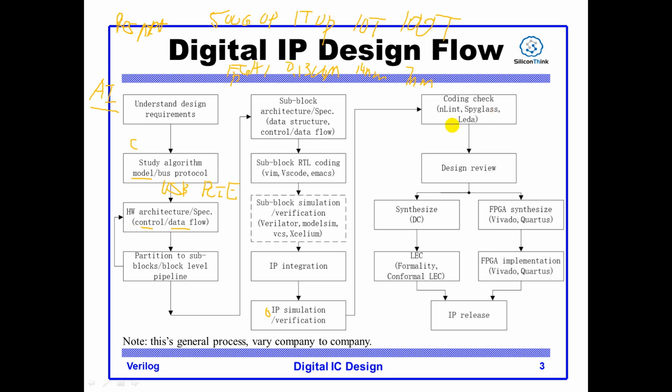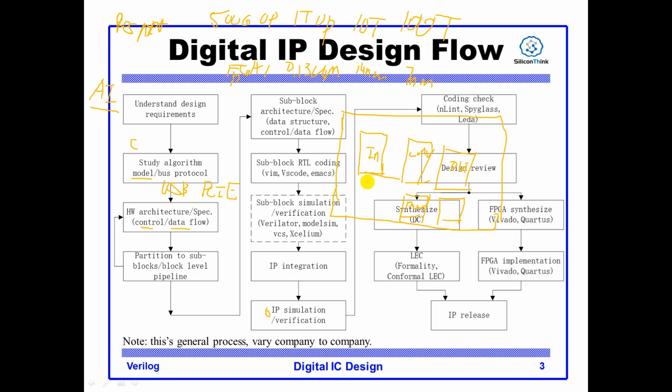For example, this is your AI accelerator. Then you may divide it into many sub-blocks. For example, this is the data input. This is the data output. Then you will do convolution in this block and maybe pooling in this block, or something like that. So the complexity of each sub-block will be much smaller than the whole design.